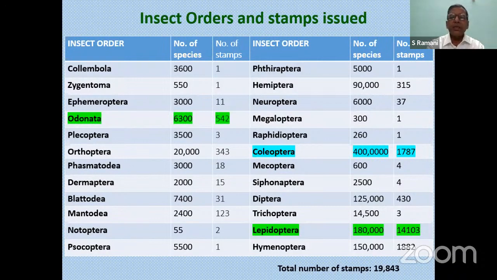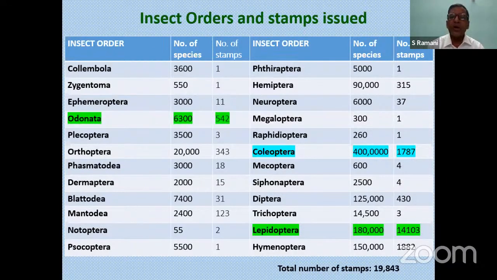Whereas the one where the maximum number of stamps have been produced is 14,103, from the order Lepidoptera, that is butterflies and moths. As I told you, it is almost 70% of the stamps that have been produced on insects, and Lepidoptera tops the list. Unfortunately, if you see the number of insect species, Coleoptera actually tops the list, because that is one of the largest orders, and even in the whole animal kingdom, it is one of the largest ones.